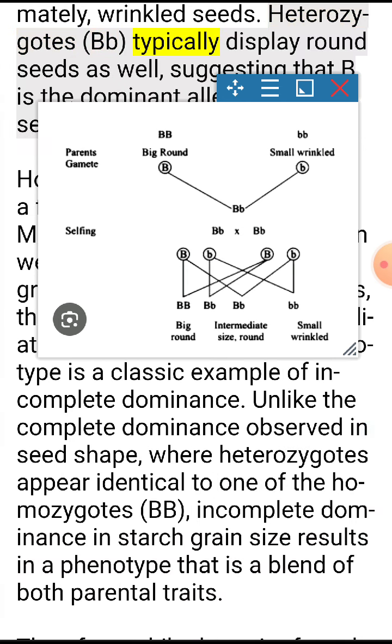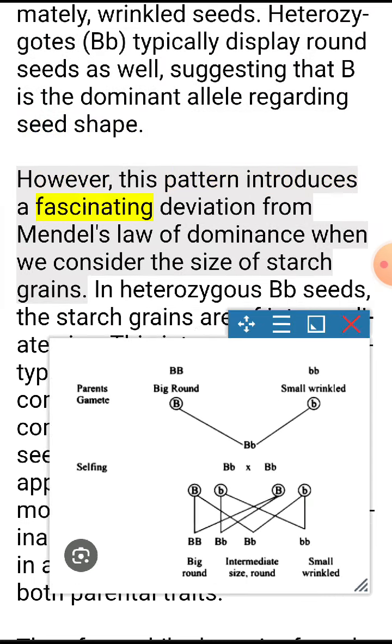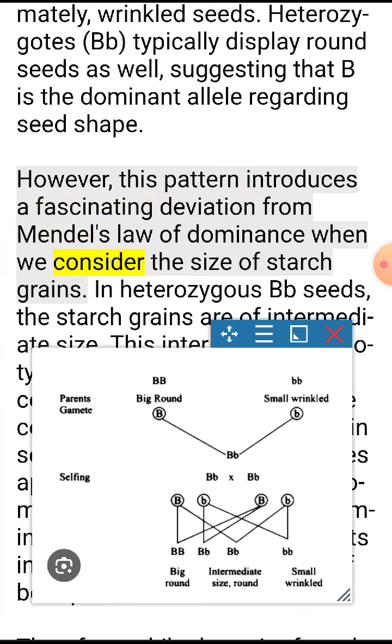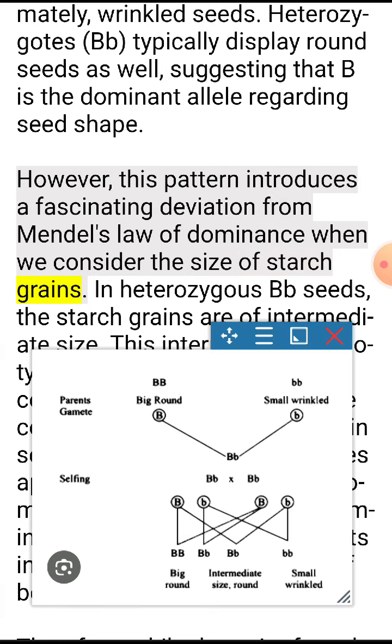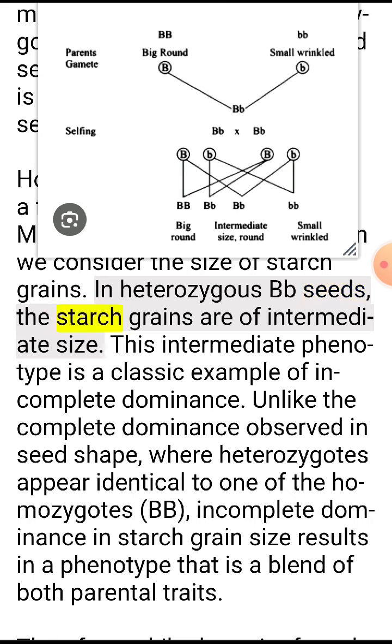Heterozygotes, Bb, typically display round seeds as well, suggesting that B is the dominant allele regarding seed shape. However, this pattern introduces a fascinating deviation from Mendel's law of dominance when we consider the size of starch grains. In heterozygous Bb seeds, the starch grains are of intermediate size. This intermediate phenotype is a classic example of incomplete dominance.